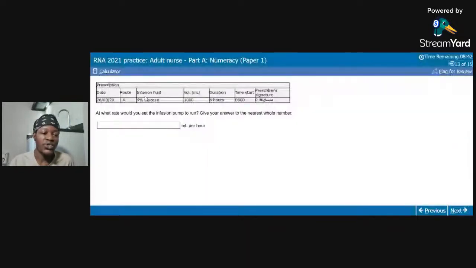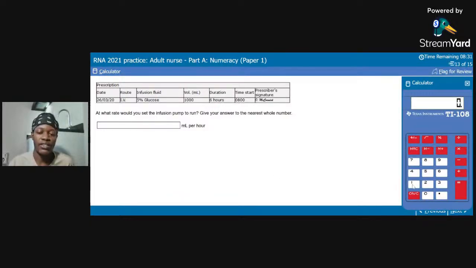I'm just going to do the same thing. This one says to give our answer to the nearest whole number. This means that we're going to get decimals, but we should give our answer to the nearest whole number. So that is 1000 divided by 6. So that's 166.66666. Since it says to the nearest whole number, that will mean 6 will become 1, and we add it to this 6 and it becomes 167. So that's 167 ml per hour.